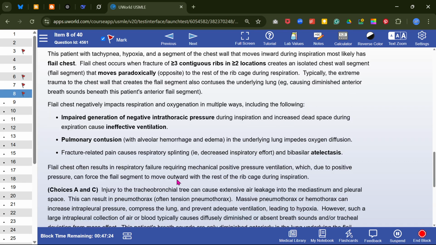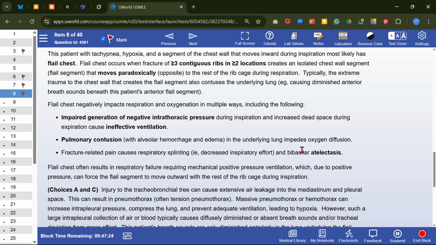Flail chest often results in respiratory failure, requiring mechanical positive pressure ventilation, which, due to positive pressure, can force the flail segment to move outward with the rest of the rib cage during inspiration.